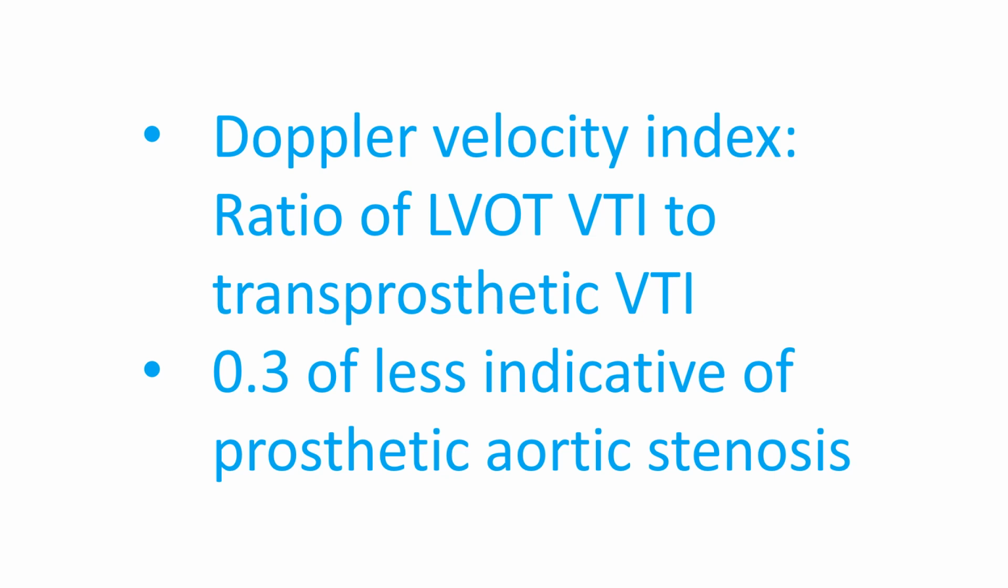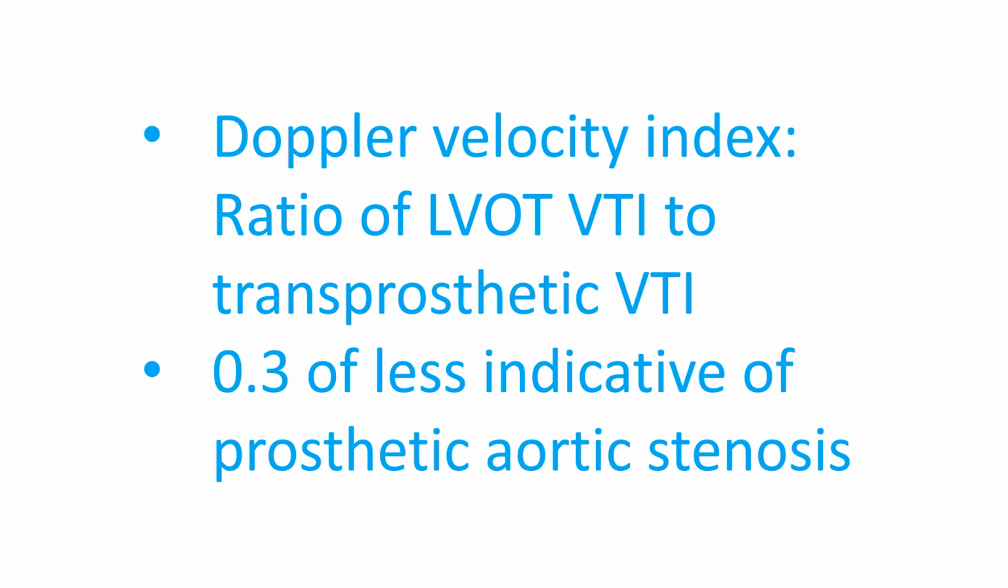Doppler velocity index is another important measure. It is the ratio of the velocity time integral of the left ventricular outflow tract to that of the transprosthetic flow. Doppler velocity index of 0.3 or less is indicative of prosthetic aortic valve stenosis. Effective orifice area is calculated using the continuity equation using the velocity time integrals of the left ventricular outflow tract and prosthetic valve, as well as the cross-sectional area of the LVOT near the prosthetic valve.